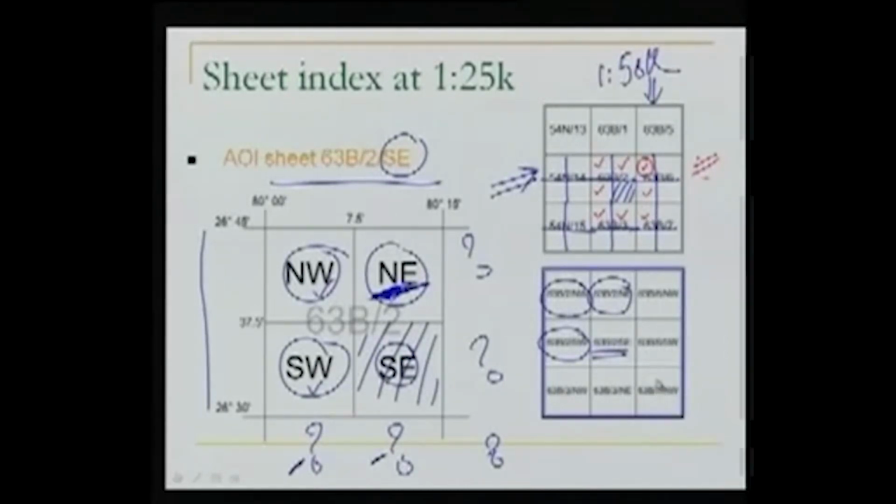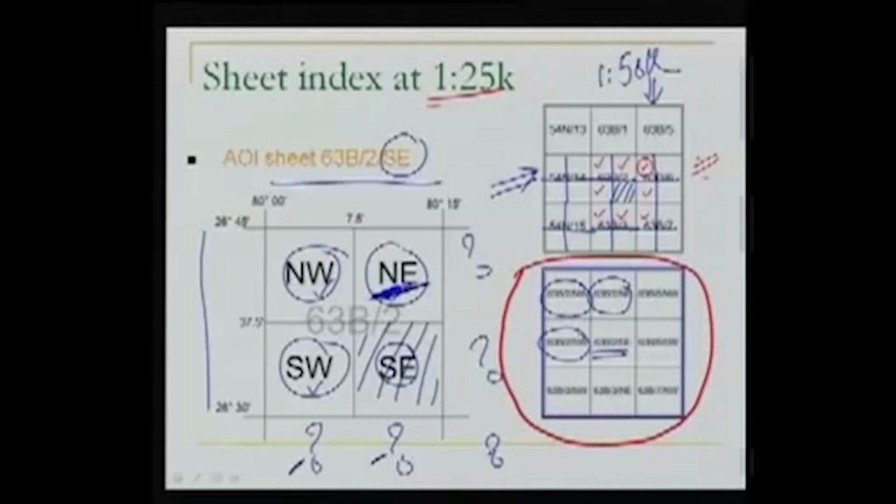Down here, this particular block over here, what should this be? It is, as we can see here, 63B by 7, and this is NW. So we write the same thing, 63B by 7 and W. And similarly for this, and this is how we complete the sheet index. So this is the sheet index at a scale of 1:25,000 for the sheet number 63B by 2 by SE.